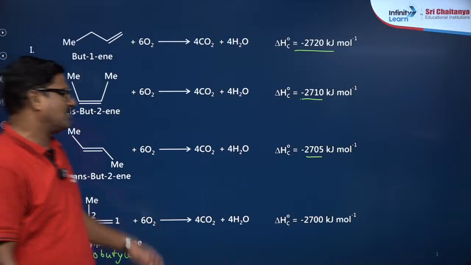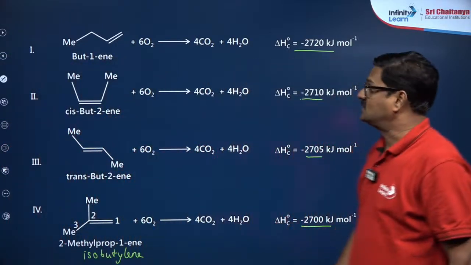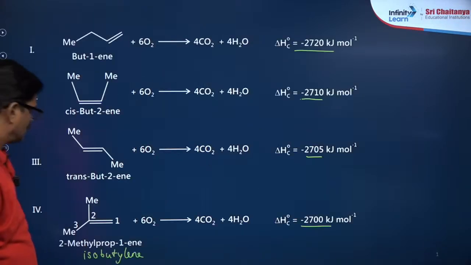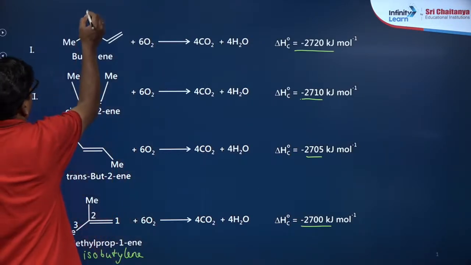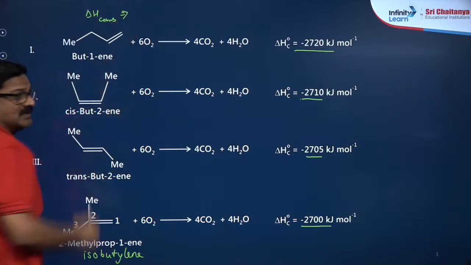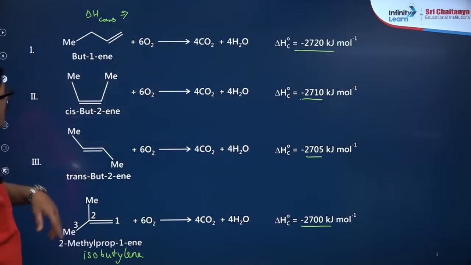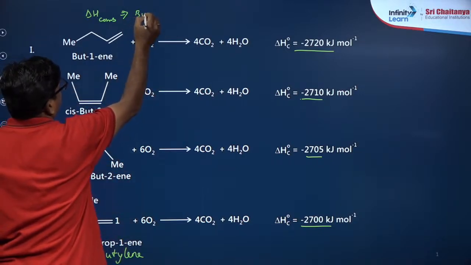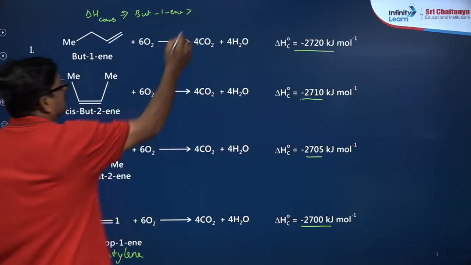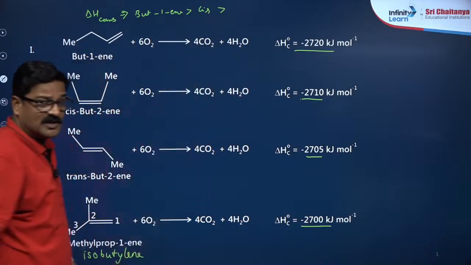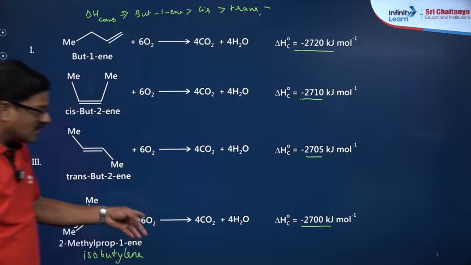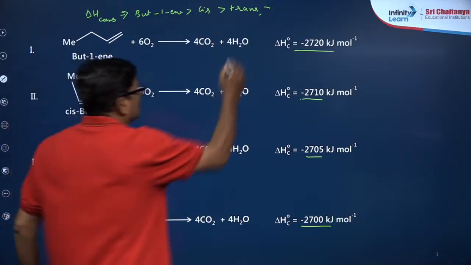So isobutylene on combustion gives rise to 2700. So what I mean to say here is the heat of combustion values. Which is more? 2720 is more. So but-1-ene is more than cis-butene, which is more than trans-butene, which is more than isobutylene, right? This isobutylene.